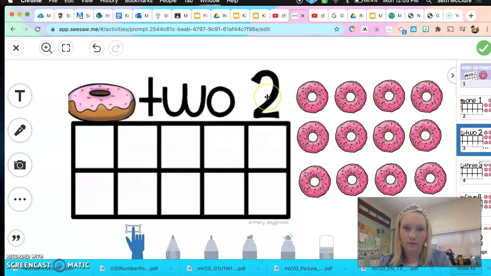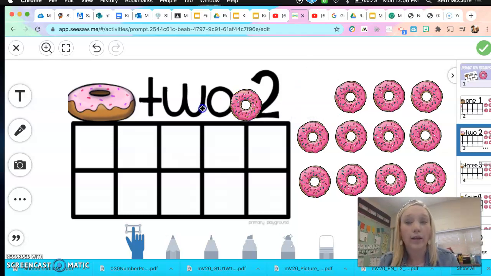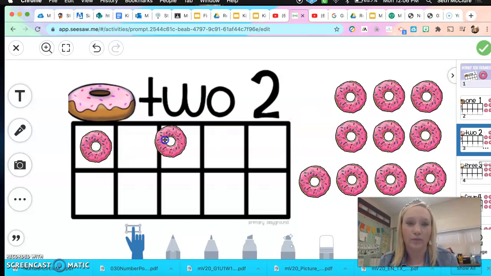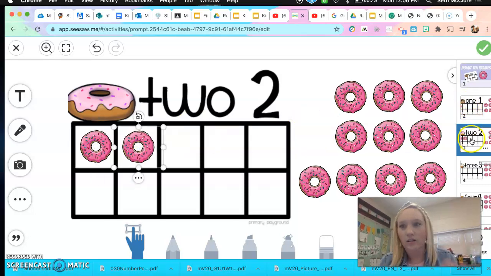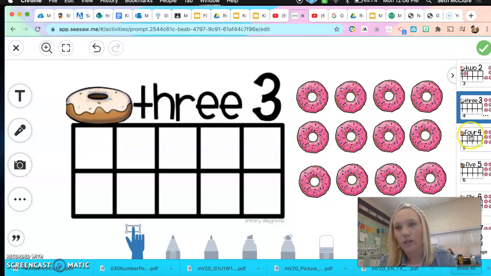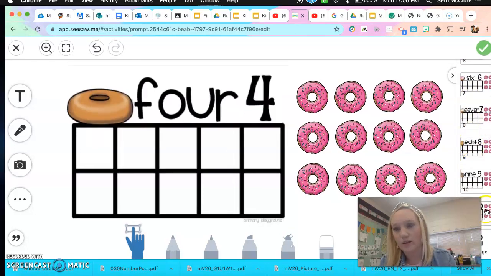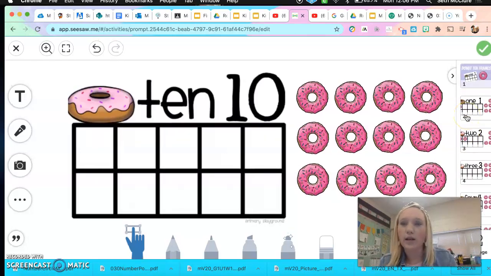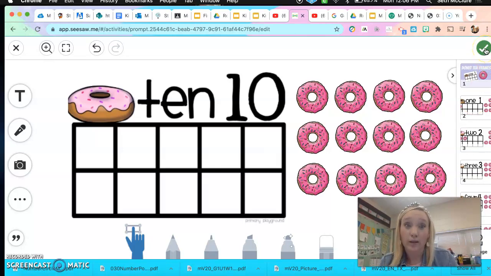What number is this? The number 2. So what you have to do is represent 2. How are we going to represent the number 2 on the 10 frame? By dragging 2 donuts to represent the number 2. And you would go on and fill in for each number all the way up to number 10. And when you're done, you're going to click the green check mark.